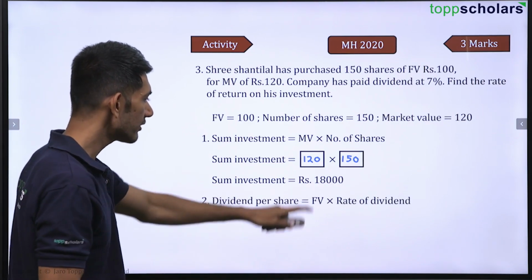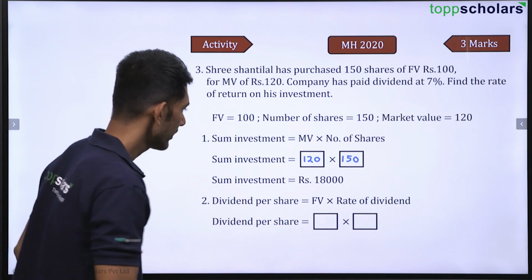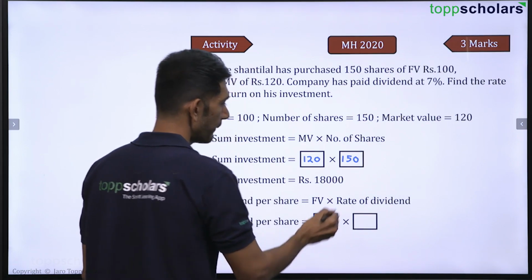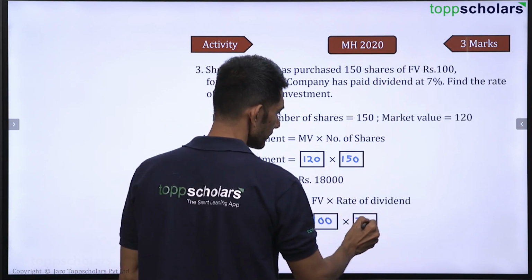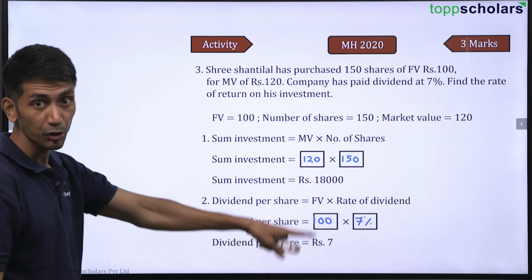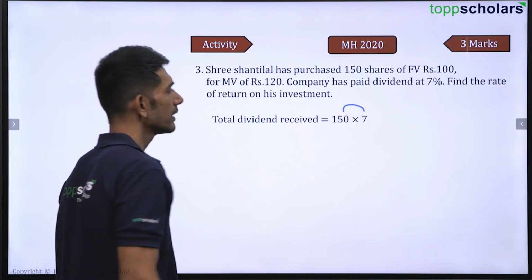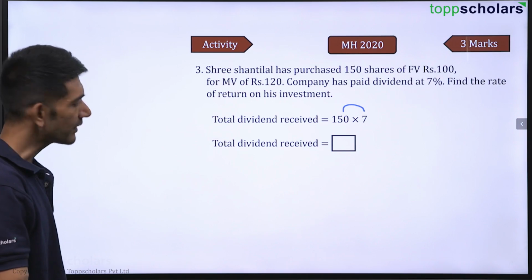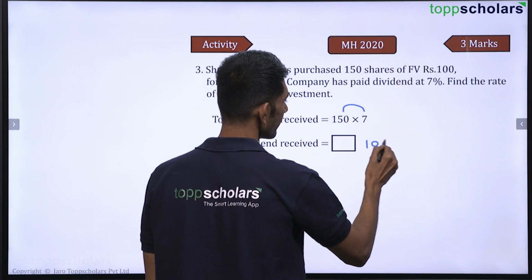So dividend per share is face value multiplied by rate of dividend. Face value is 100, multiplied by rate of dividend. Rate of dividend is 7%. You can also write down 7 by 100 there. So dividend per share is 7 rupees if you remember. So what is the total dividend? The total dividend received is 150 multiplied by 7, right? So as I said, 15 5s are 75, 15 6s are 90, 15 7s are 105. That is 1050.